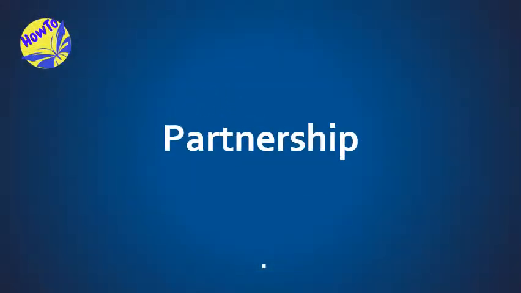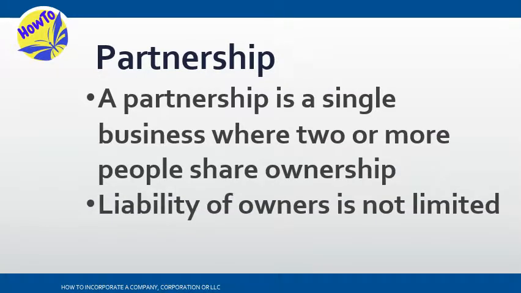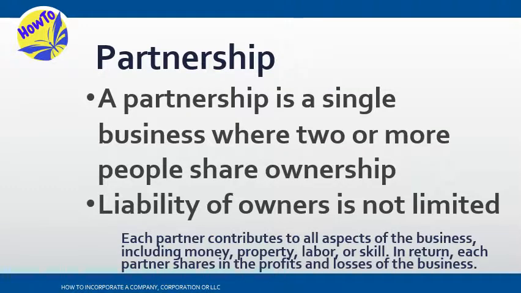The next type of business structure on our list is partnership. A partnership is a single business where two or more people share the ownership of the partnership. The biggest drawback of a partnership is that the liability of owners is not limited. They are personally liable for the partnership. Each partner contributes to all aspects of the business, including money, property, labor, or skill. In return, each partner shares in the profits and losses of the business.